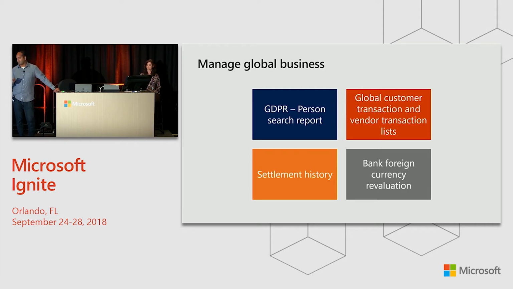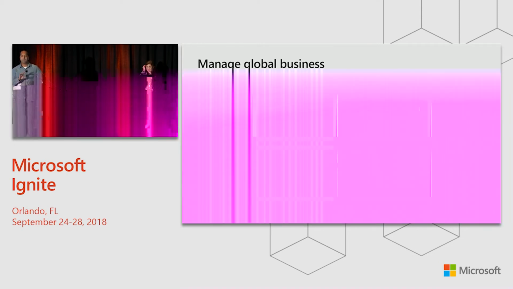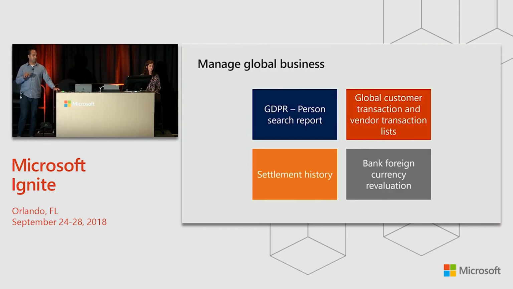So the first question, how many countries does finance and operations support? Anybody can answer that question? 60. Anybody else? So finance and operations supports 37 different countries. How many languages does finance and operations support? Any hunch on that? Take a guess, come on. 48, very close. It's around 42 languages that we support across the globe.